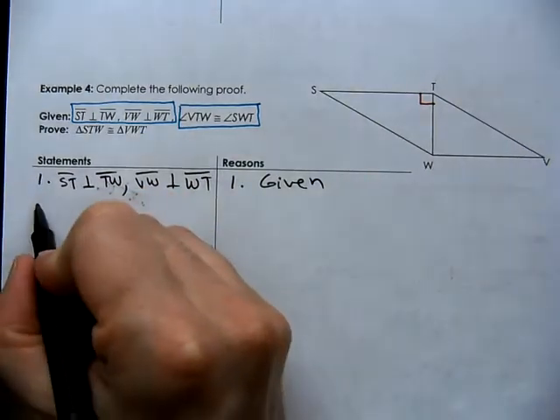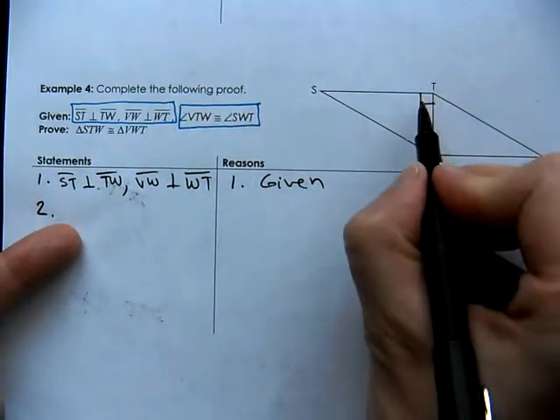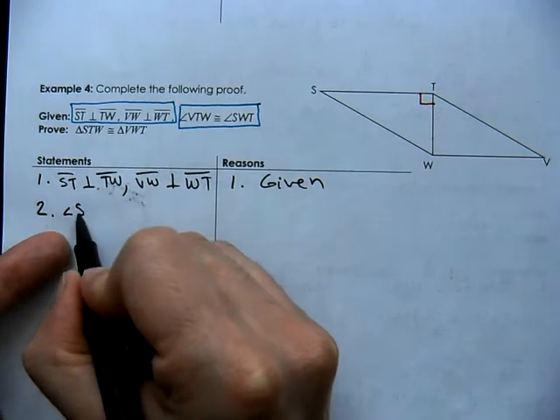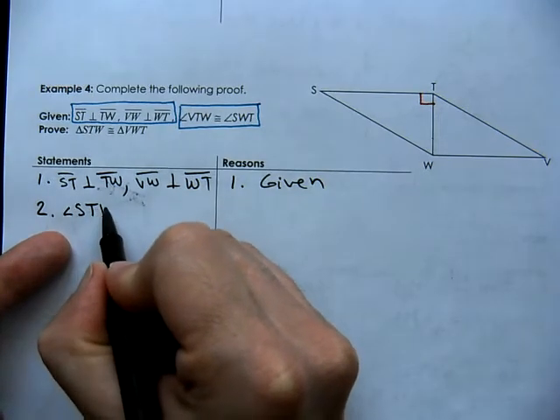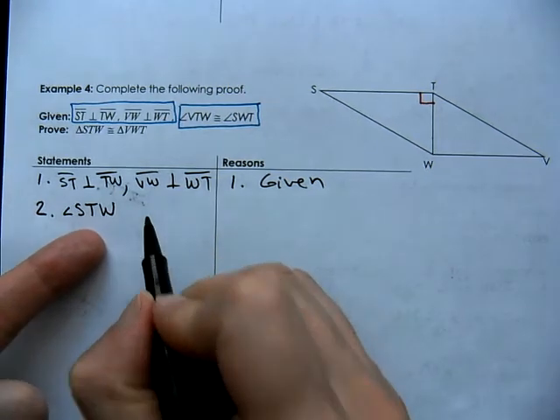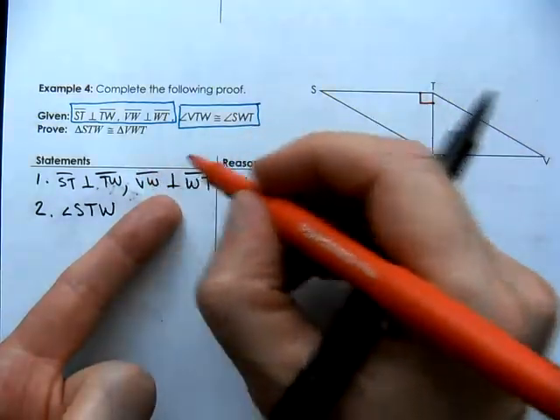And so on line 2, I'm not going to use the other piece of given information yet. I need to name this angle. Again, don't call it angle T, because there are lots of angles at vertex T. Call it angle STW. And I'm going to add some more detail. We're not done with line 2, but I want to mark both angles that come from these perpendicular segments.